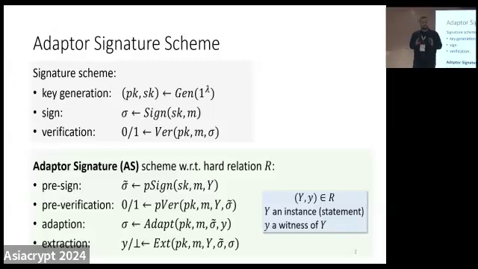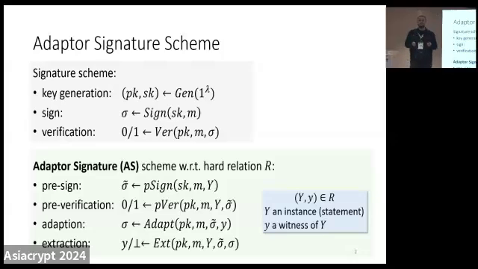So now we have 4 new algorithms with respect to a hard relation. A hard relation is like a graph and the corresponding Hamiltonian cycle. Let's keep this in mind. We have the pre-sign algorithm, which takes the secret key, the message, and the statement of this hard relation and outputs what is named in the bibliography a pre-signature. We have the pre-verification algorithm, which takes the public key, the message, the statement, and the pre-signature and outputs a bit, whether it's correct.